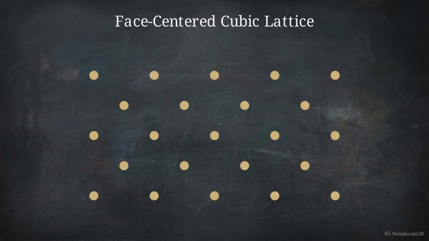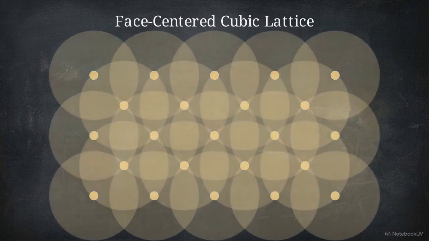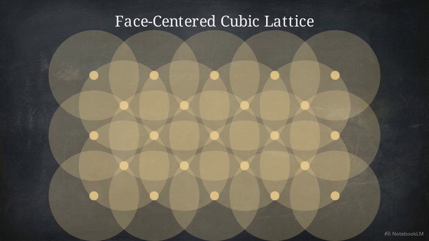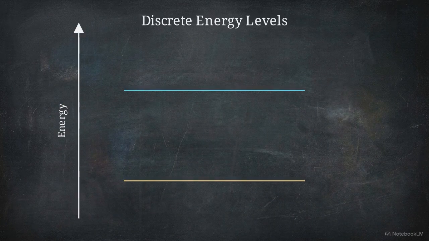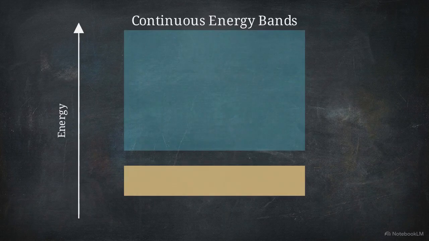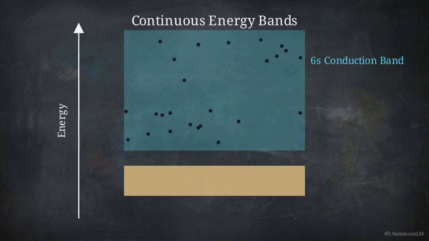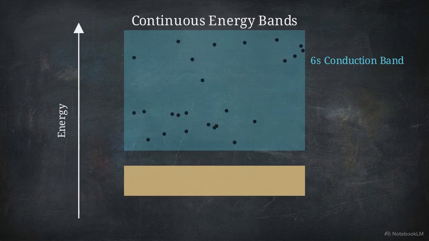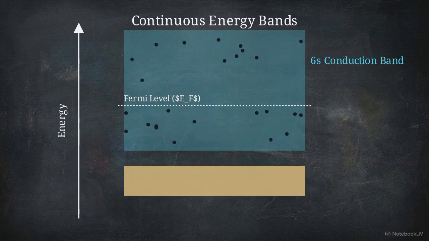In a bulk sample, gold atoms condense into a highly ordered three-dimensional grid called a face-centered cubic lattice. As the atoms lock into this grid, their electron clouds overlap. Their sharply defined energy levels are forced to broaden into continuous energy bands. The outermost s orbitals overlap aggressively with their neighbors, creating a broad, continuous conduction band that electrons can travel through freely. We call the boundary representing the highest occupied state at absolute zero the Fermi level.